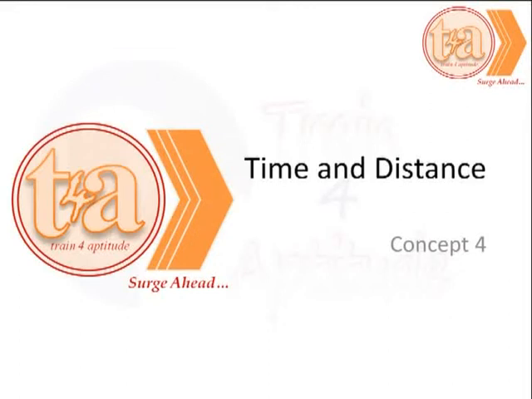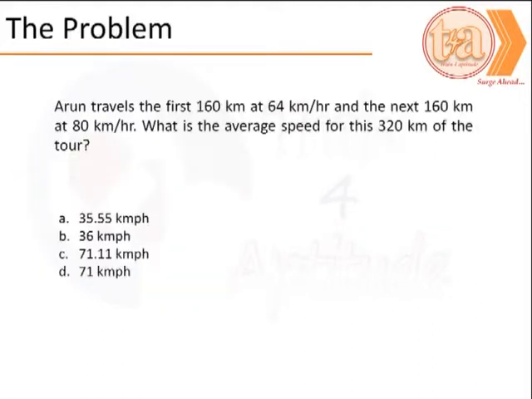Today we look at the fourth concept in the problems on time and distance. Let us begin by reading the problem. Arun travels the first 160 kilometers at 64 kilometers per hour and the next 160 kilometers at 80 kilometers per hour. What is the average speed of this 320 kilometers of the tour?